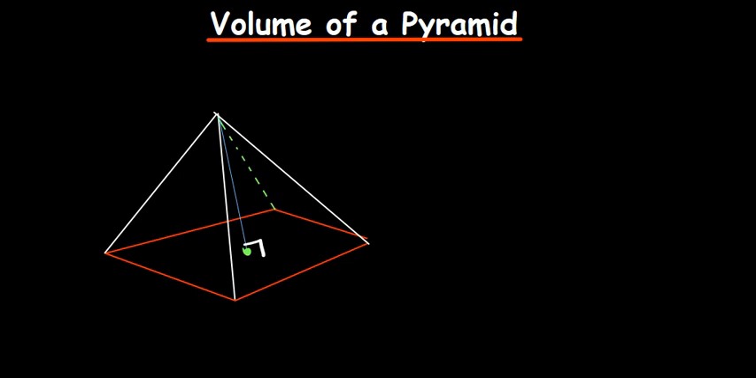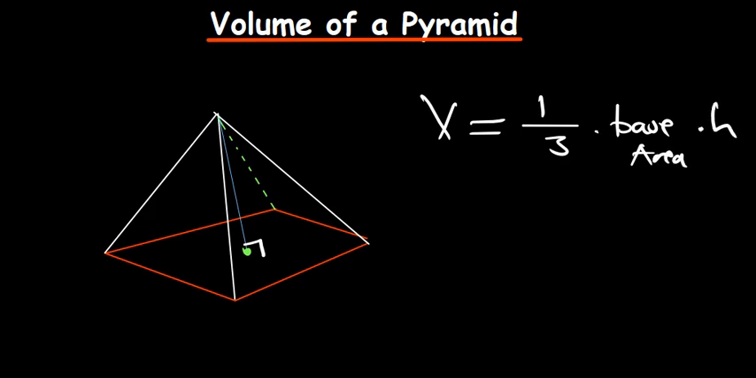Now when you try to look at it, the volume is going to be 1/3 multiplied by the base area, and then multiplied by the height. I've tried to show inside that at the center of the base there is a perpendicular height, perpendicular to the base, going up to the top surface of the pyramid. This formula applies to a triangular base, a rectangular base, and a square base.